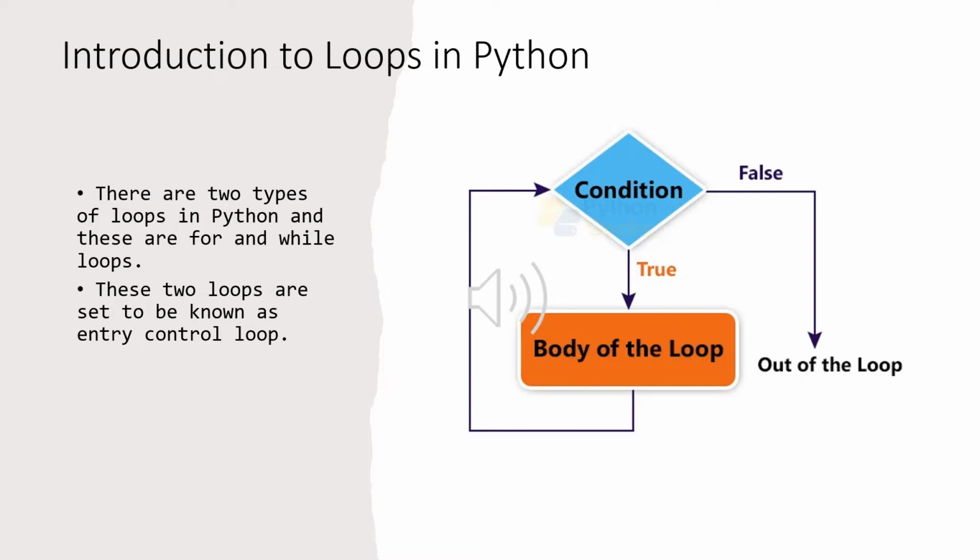Check the condition. If true, execute the body of the block under it and update the iterator, the value on which the condition is checked. And if it is false, it comes out of the loop. Now let us discuss each of the loop types in the following section.